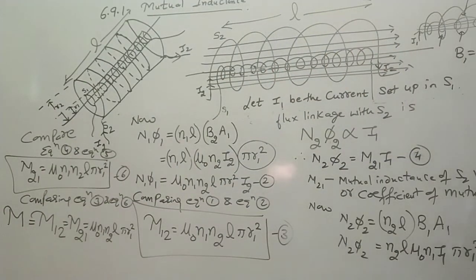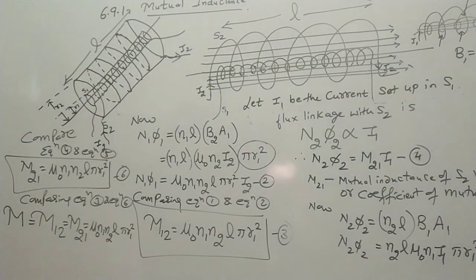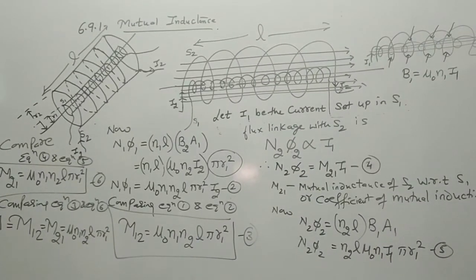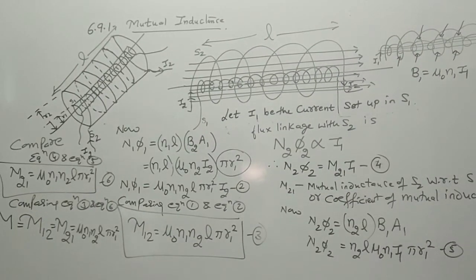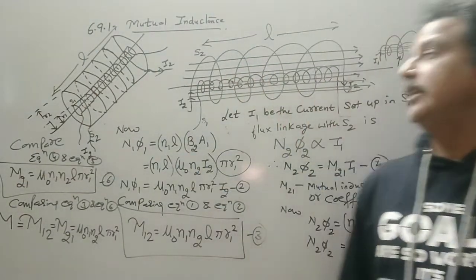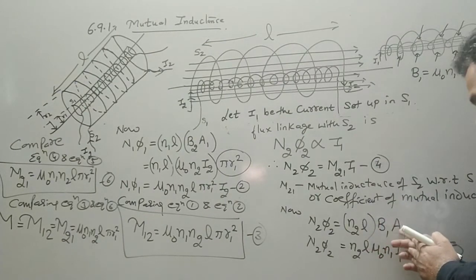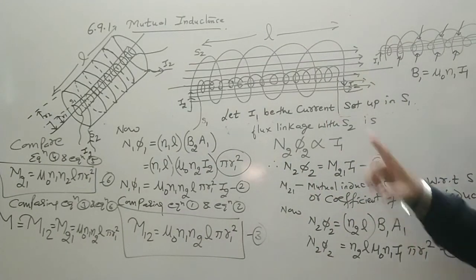So what we proved from this is that whether you pass a current through an inner solenoid or an outer solenoid, the mutual inductance of the system comes out to be the same. So whatever current I pass, whether from inside or outside, the mutual inductance comes out to be the same. Now, why have we taken this inner area in both the cases?